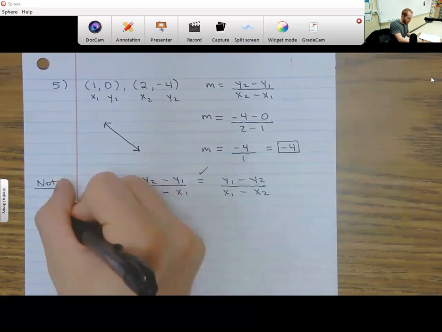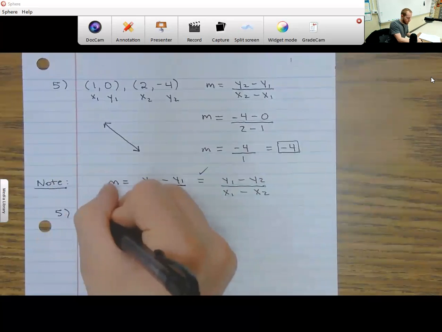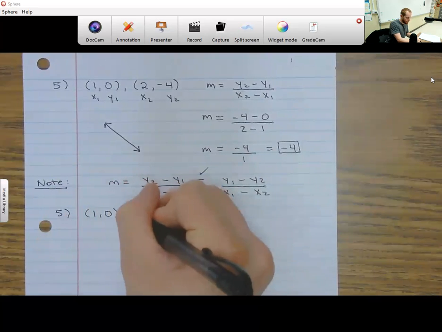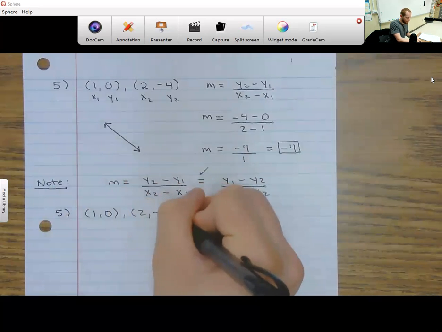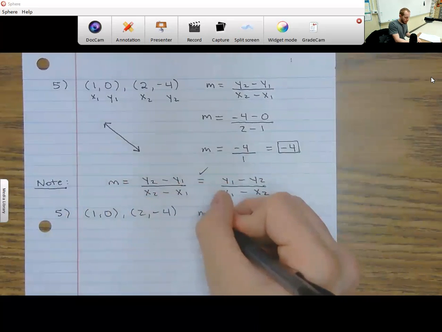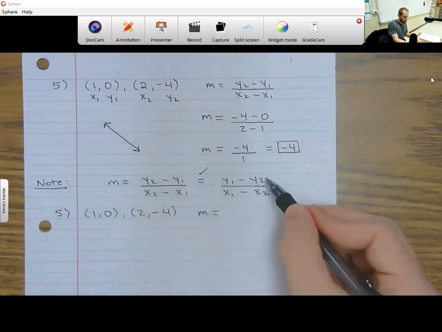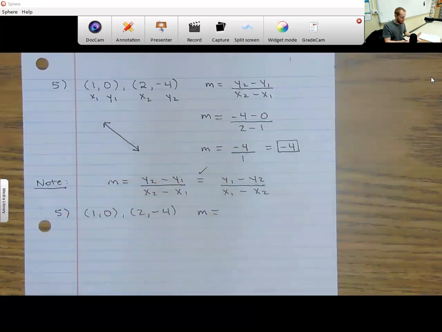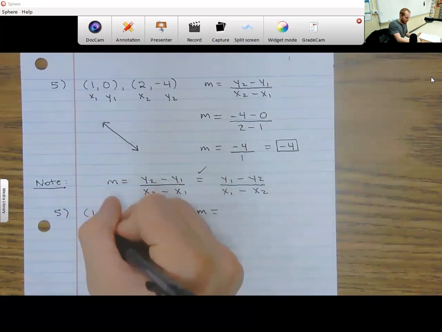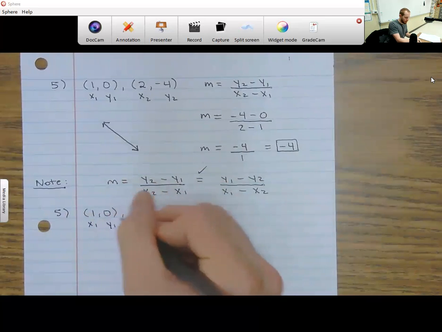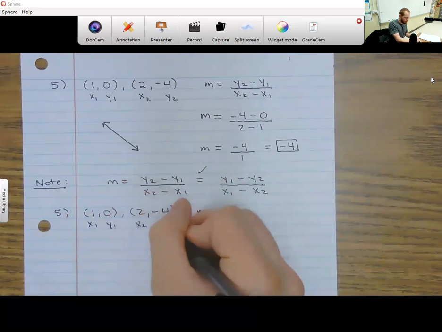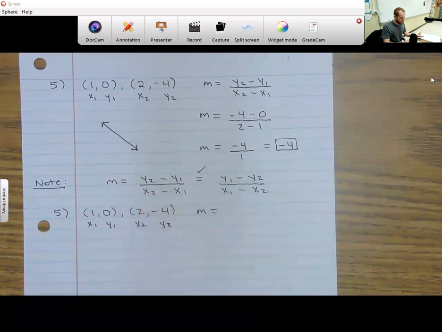So if I've got these 2 points, 1, 0, and 2, -4, what I can do is I can do y1 minus y2, right? So just labeling them again, I know I'm going to have x1, y1, and x2, y2. Just labeling the points again. And this time, we're going to do y1 minus y2 on the top. And we're going to do x1 minus x2 at the bottom.